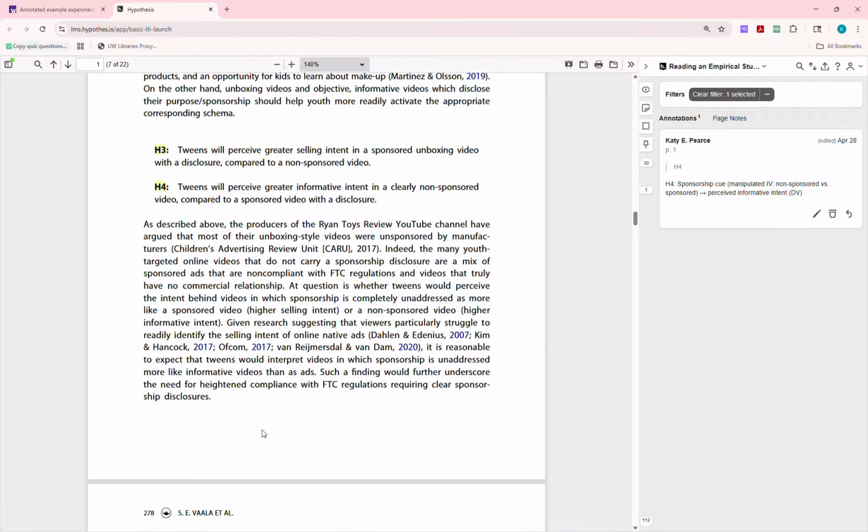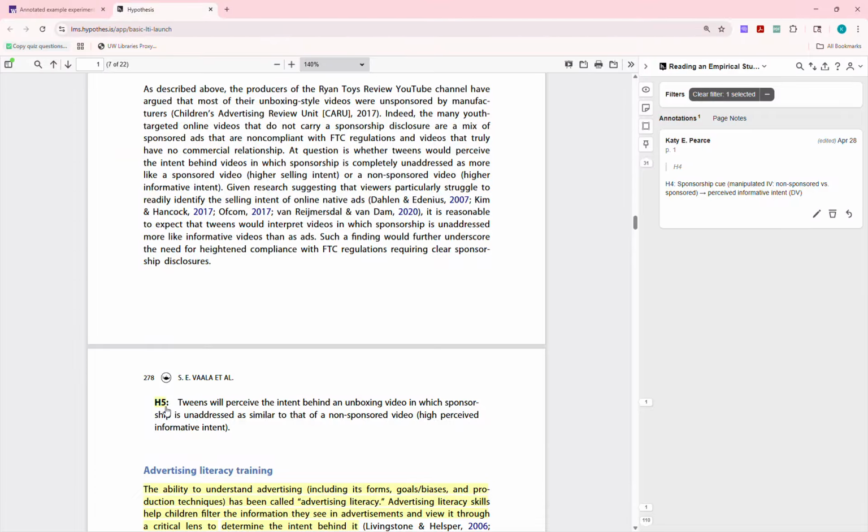So we're gonna go down a little bit more and we have H5. This is a little bit more of a descriptive hypothesis. Tweens will perceive the intent behind an unboxing video in which sponsorship is addressed as similar to that of a non-sponsored video. So they're saying if the host of the unboxing doesn't say anything, it's kind of vague, and we'll see how that's operationalized later. It's kind of vague, the notion of whether there's a sponsor or not, the kids are gonna think of that similar as they would to an unsponsored video.